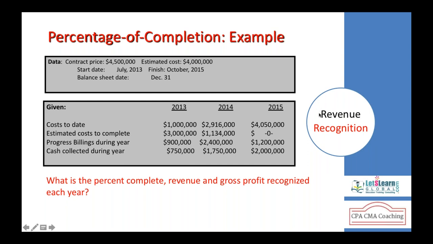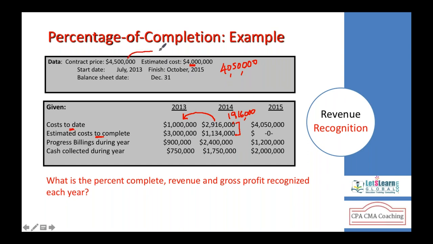Now we understand that in the second year, the cost incurred to date is 2,916,000. Remember, this 2,916,000 includes 1 million of last year. The cost alone incurred in 2014 is 1,916,000, plus the cost incurred in the last year, 1 million, becoming 2,916,000. And the estimated cost to be incurred at the end of the second year is 1,134,000. 1,134,000 plus 2,916,000 is going to give you 4,050,000.